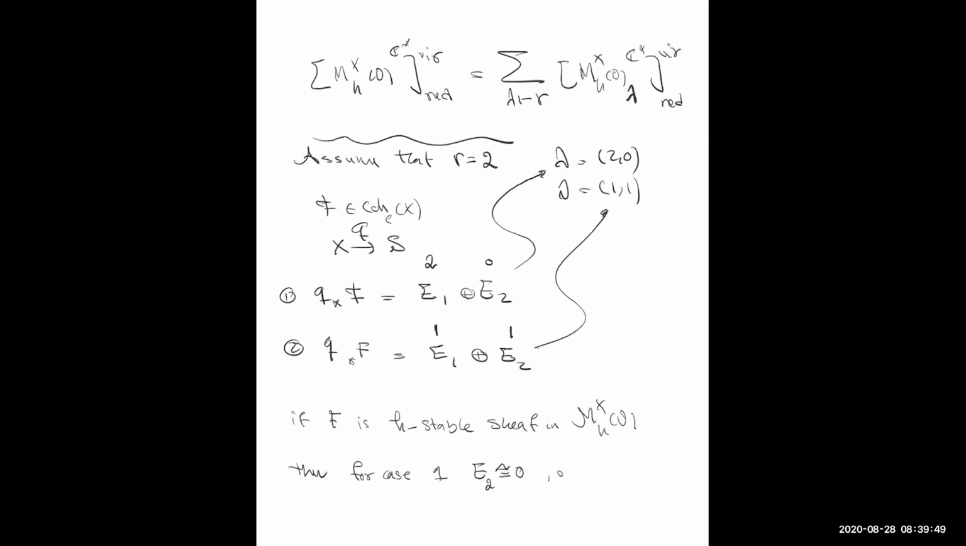Otherwise, q lower star of F will be unstable. So this is a fact. Basically this is saying that if you have an H-stable sheaf over this moduli space, then you push it forward. There is a locus, which is given by partition (2, 0), but in fact the E2 part is just equal to 0. So this is saying that if you push forward your sheaf down onto the surface, you get some torsion-free sheaf of rank 2.